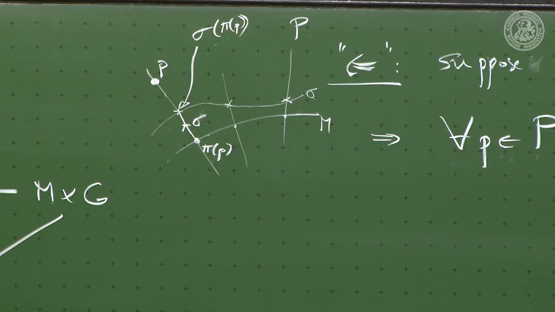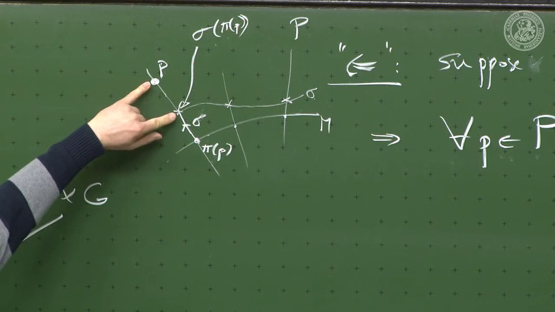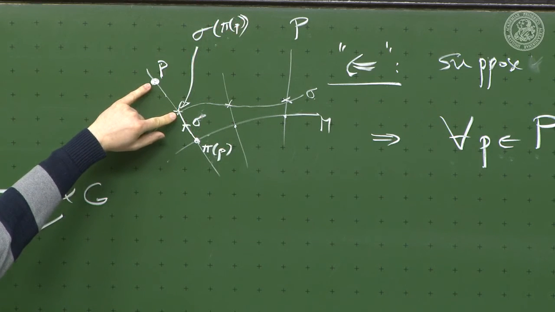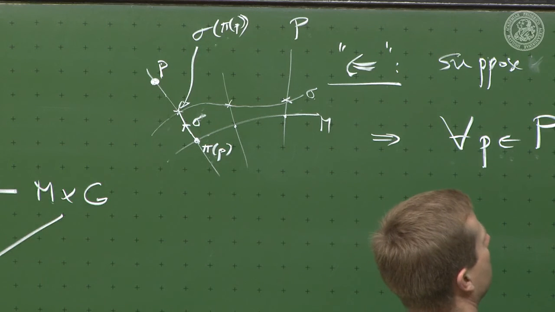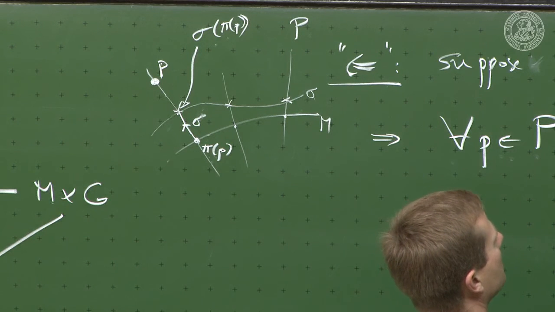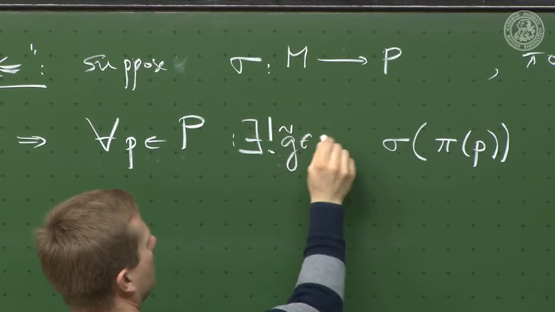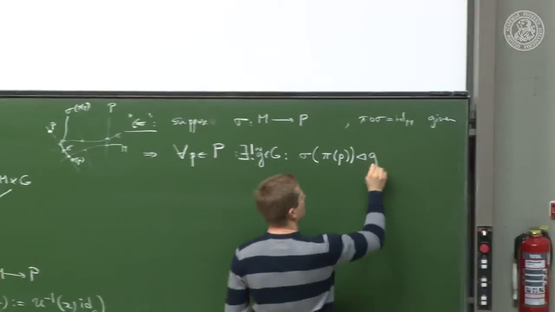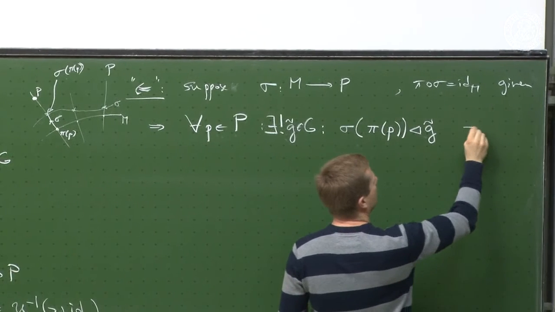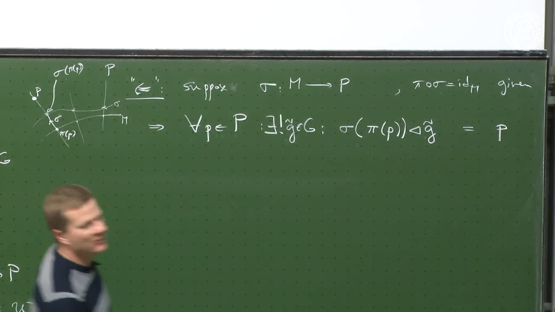I can take this point, and I have another point p in the fiber. They lie in the same fiber, but if they lie in the same fiber, that means there exists a unique, call it G twiddle, in the group, such that the G twiddle acting from the right on here gets you back to the point P.